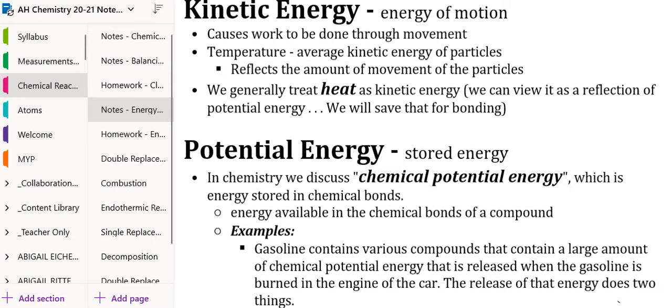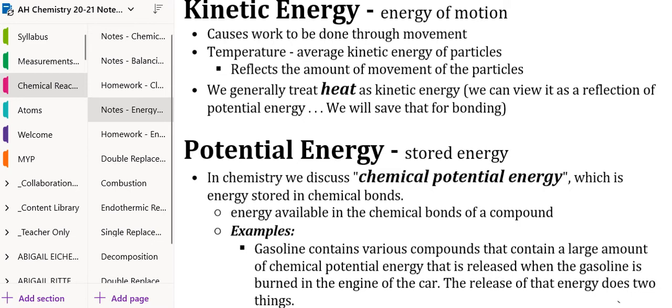And then potential energy, we said, is stored energy. Well, that's a little bit harder to visualize, right? We know that particles are always moving. But when we're talking about potential energy in chemistry, we're talking about the stored energy within the bonds between atoms, which is what we call chemical potential energy. An example that you're familiar with is gasoline. It contains different compounds that have high potential energy, meaning when those bonds are broken in the compounds, they're going to release energy.